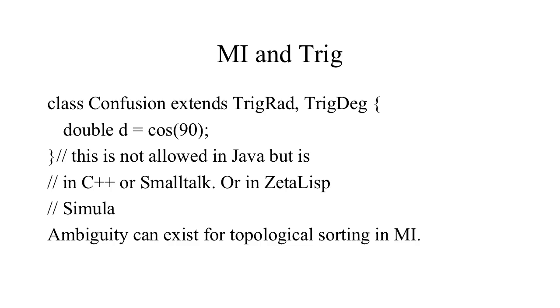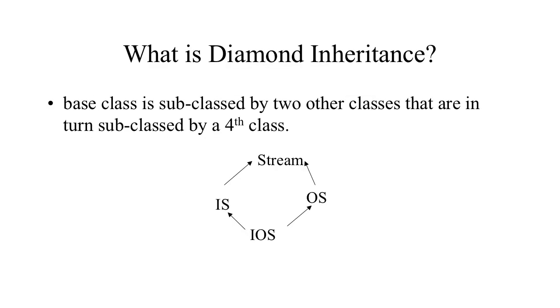But when you go to take the double cosine of 90, are you doing it in degrees or are you doing it in radians? You don't get it in Java, but you can do it in C++ or Smalltalk or Lisp or Simula. And the ambiguity exists, and you resolve it using topological sorting. Since trig radians came first, cosine of 90 is going to be cosine in radians. So that's a fruitful source of bugs.